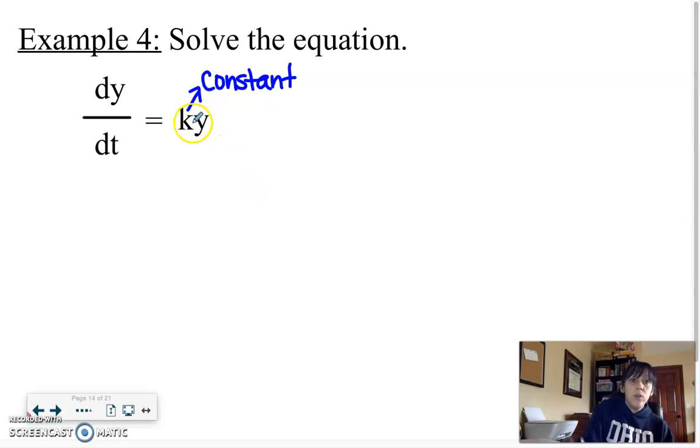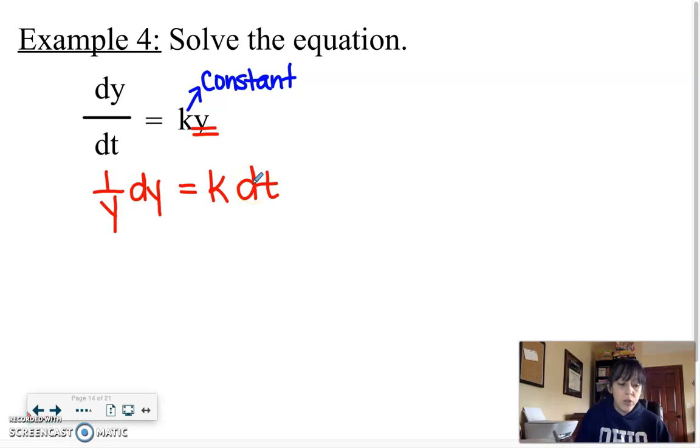All right, we do need to separate. To separate this time, I just need to move the y to the other side and move dt to the right. So to move the y, we're in that situation again where we have to divide by y, which would make it a 1 over y on the left side. And k is a constant, and I'm moving dt over to the right with it. Integrate.